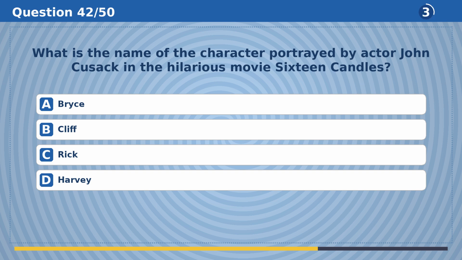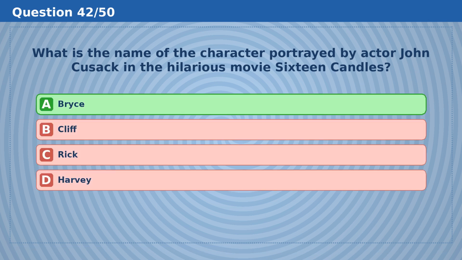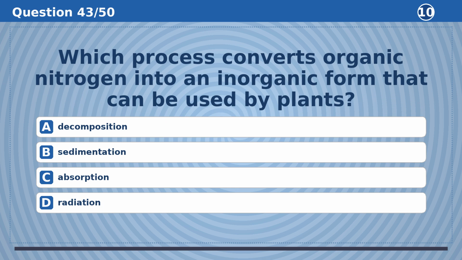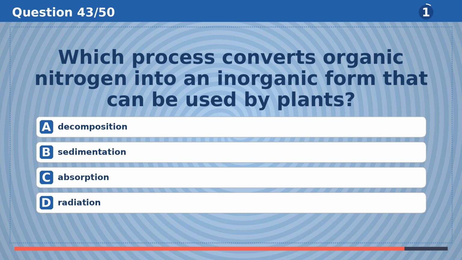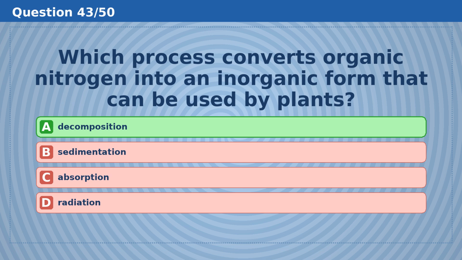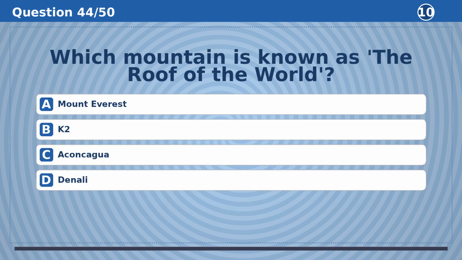What is the name of the character portrayed by actor John Cusack in the hilarious movie 16 Candles? The answer is A. Bryce. Which process converts organic nitrogen into an inorganic form that can be used by plants? The answer is A. Decomposition.